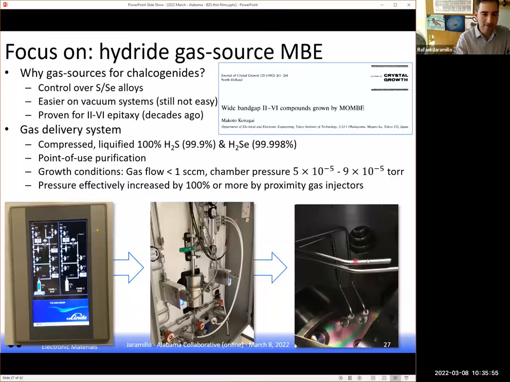And then we do other things. This is a view in the chamber. These are proximity gas injectors. These carry the gas up, and you can see these little pinholes. So it's like a little garden hose of death, a little soaker hose of death. These are the proximity gas injectors, one each for hydrogen sulfide and hydrogen selenide. So we can really increase the activity of these gases without necessarily having to increase the chamber pressure.